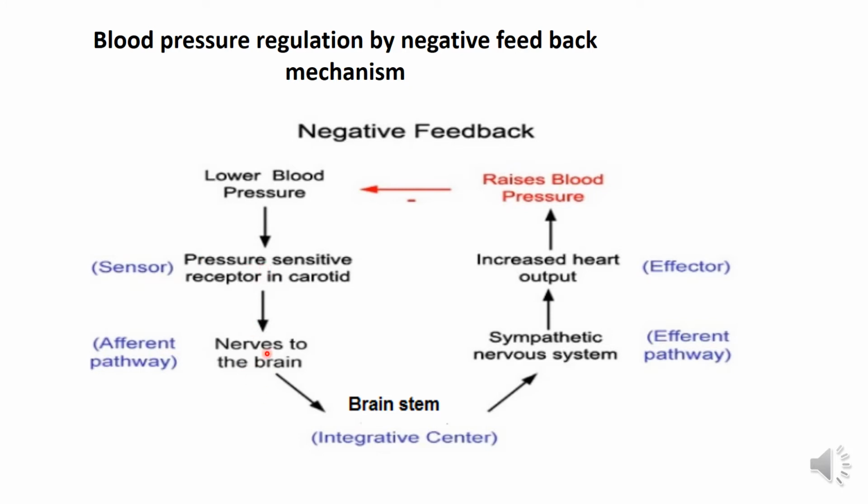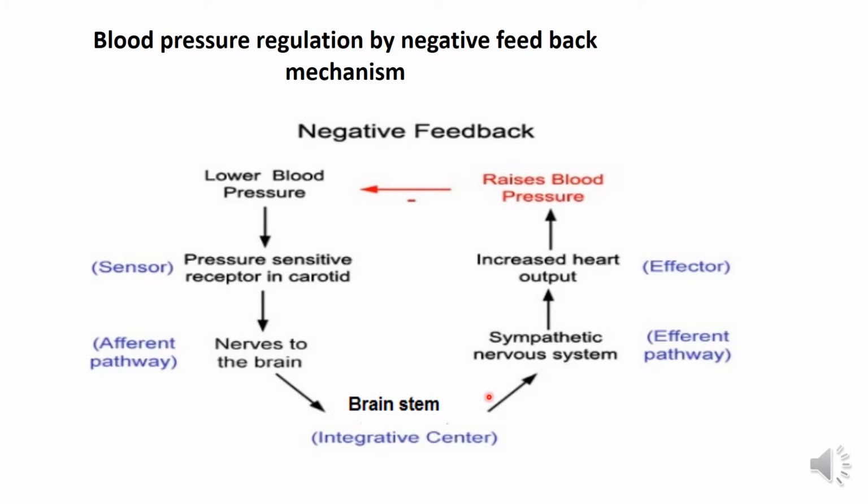The sensor will send impulses to the brain in the brainstem. In the brainstem, we have what is called the circulatory center, the integrator or integrative center.